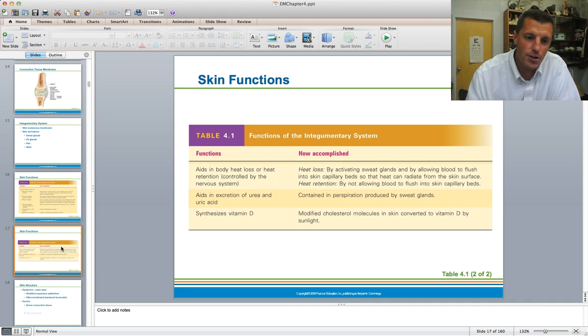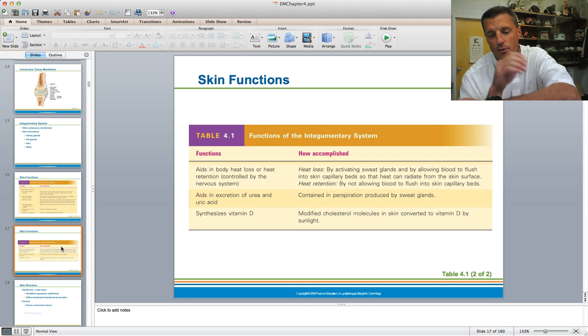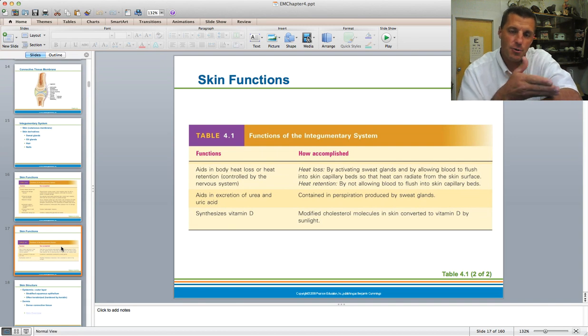Okay, so further functions, our skin also aids in body heat loss or heat retention. The way that our body allows heat loss is by activating sweat glands and then evaporation of that sweat from the surface of your skin. Remember, the sweat itself doesn't cool us. The evaporation of the sweat, because evaporation requires heat, it's getting the heat from the surface of your skin. So as it evaporates, it's carrying the heat away with it. So sweating is one way that our skin actually aids in cooling our body.